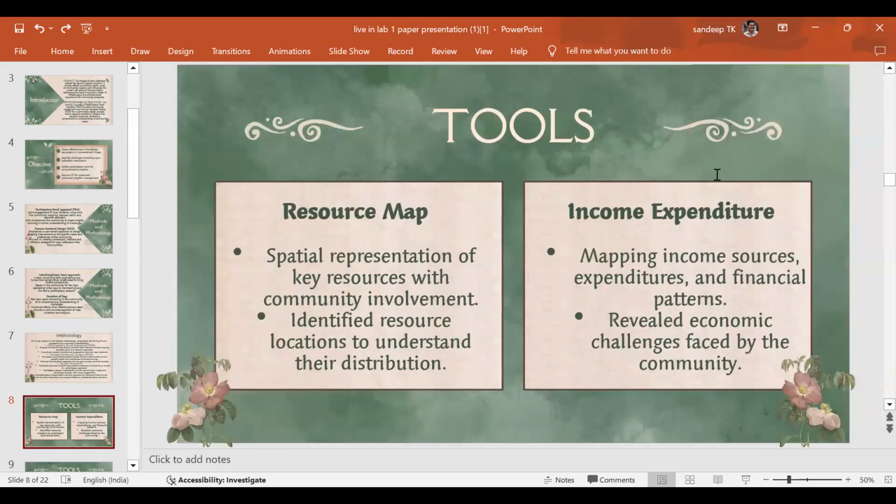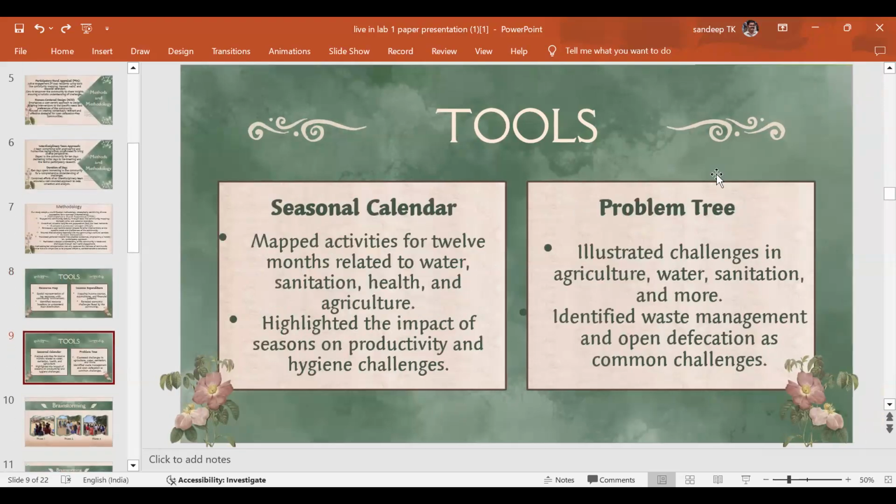Tools we used were the resource map and income and expenditure analysis, as a direct communication with the village people. With the seasonal calendar, we mapped the activities for 12 months related to water, sanitation, health, agriculture, and so on, and highlighted the impact of seasons on productivity and hygiene challenges.